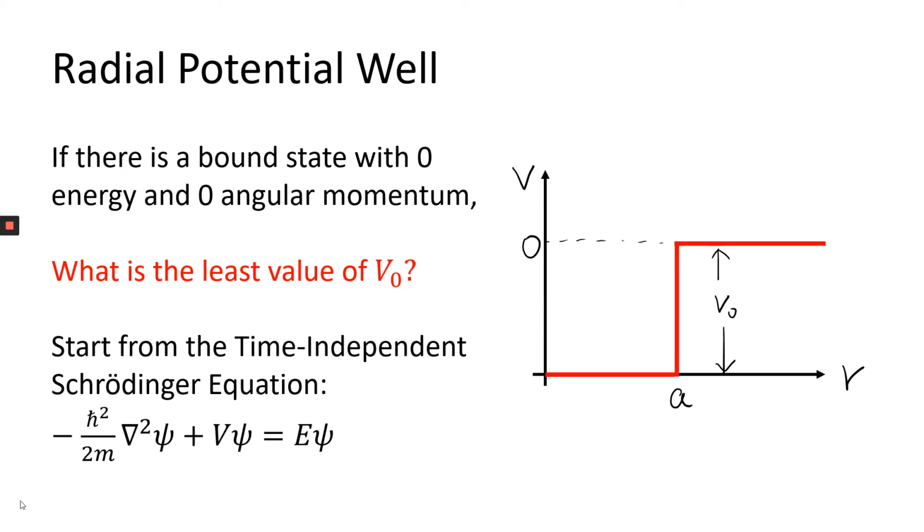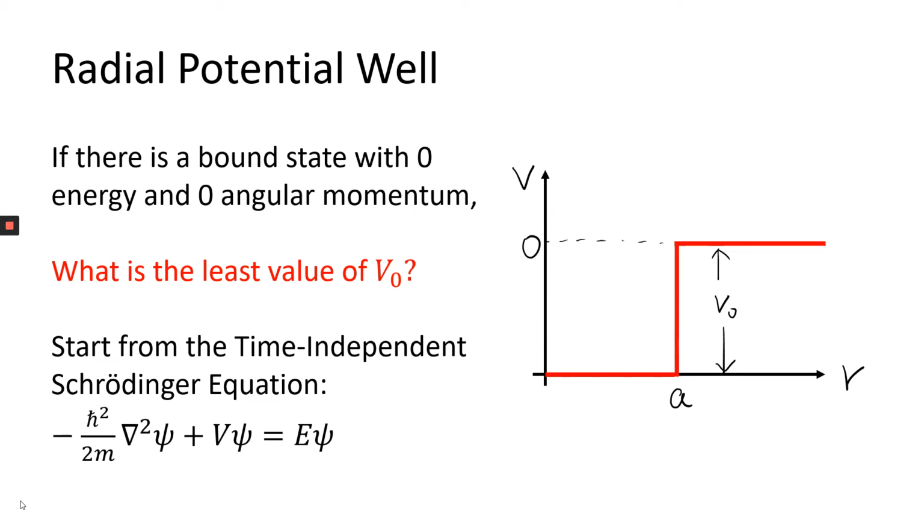Let's try to solve the problem from scratch from the time-independent Schrodinger equation. So there's a particle of mass m moving in this potential well, where if the radial distance r is greater than a, the potential is 0. If it's less than a, the potential is negative V0. So the goal is to find the least value of V0 such that there is a bound state with 0 energy and 0 angular momentum.